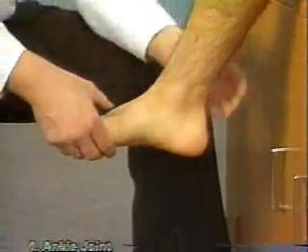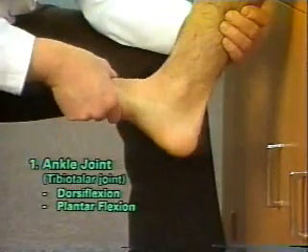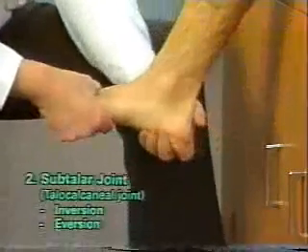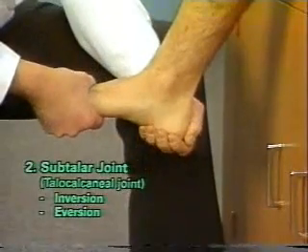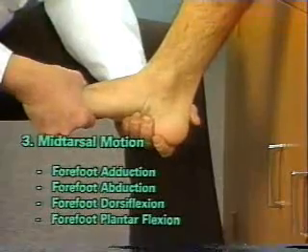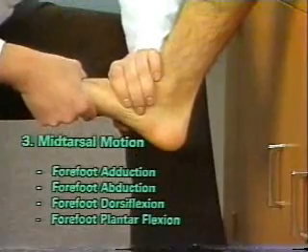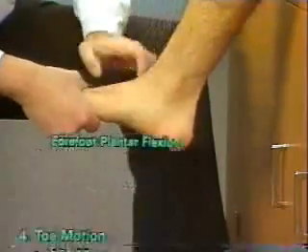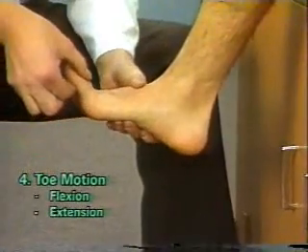These are as follows. 1. Ankle joint: dorsiflexion, plantar flexion. 2. Subtalar joint: inversion, eversion. 3. Mid-tarsal motion: forefoot adduction, forefoot abduction, forefoot dorsiflexion, forefoot plantar flexion. 4. Toe motion: flexion, extension.